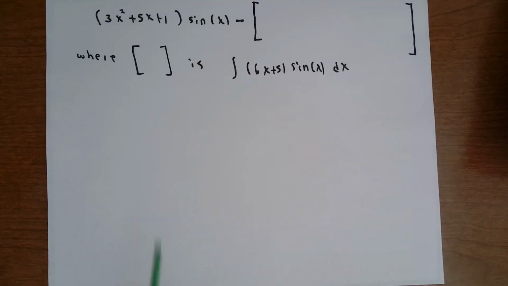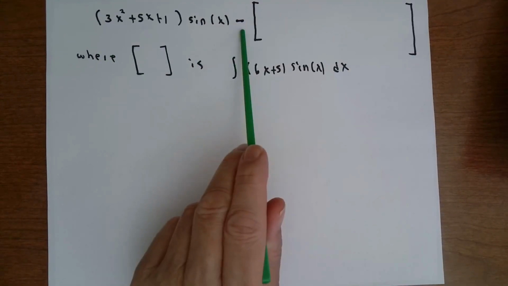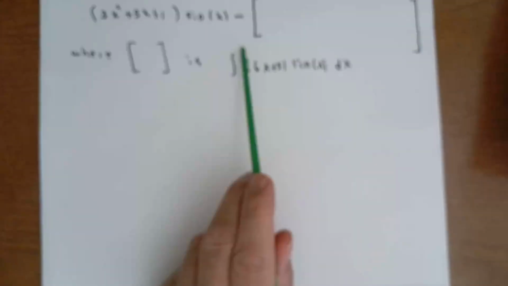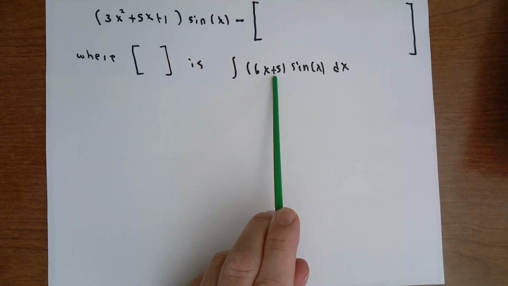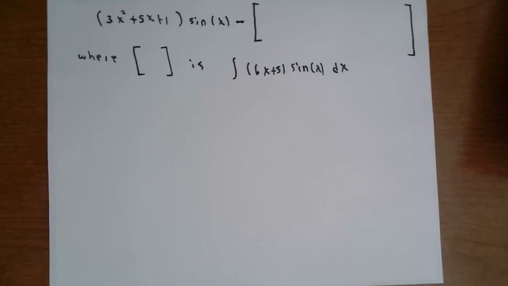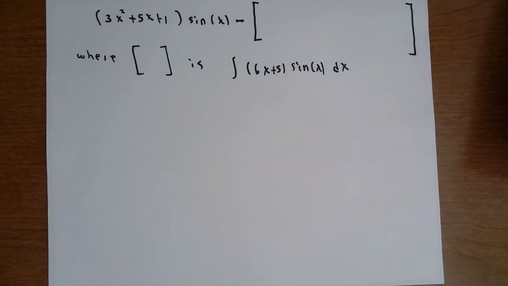So what I'm going to do is I'll write this down. I'm going to subtract something away from it. This something is whatever the integral of 6x plus 5 sine x with respect to x works out to be. I'll try to get this new integral using integration by parts again. It's important to understand that the u and the v that I'm about to write down have very little to do with the u and the v that we were talking about previously.